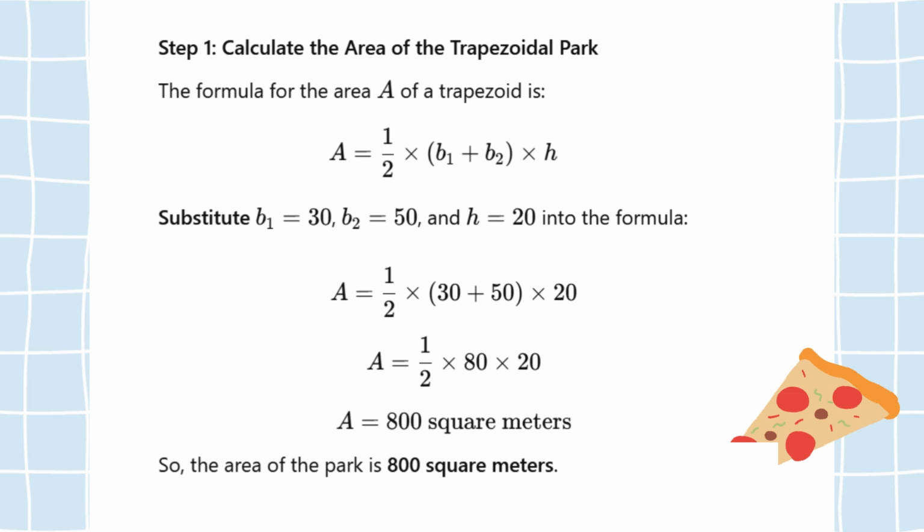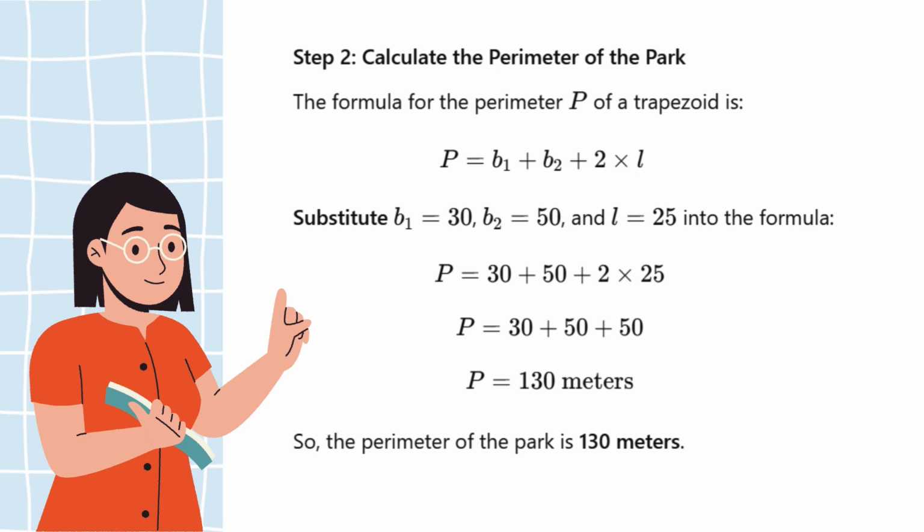Now, from that information, we can answer the first question using algebraic substitution, where we just apply the formula and substitute the values given to us into the formula. And finally, for the area, we get the answer of 800 square meters. Secondly, the question asks us about the perimeter. Same as the first question, just use the formula and substitute the values. For this part, the answer is 130 meters.